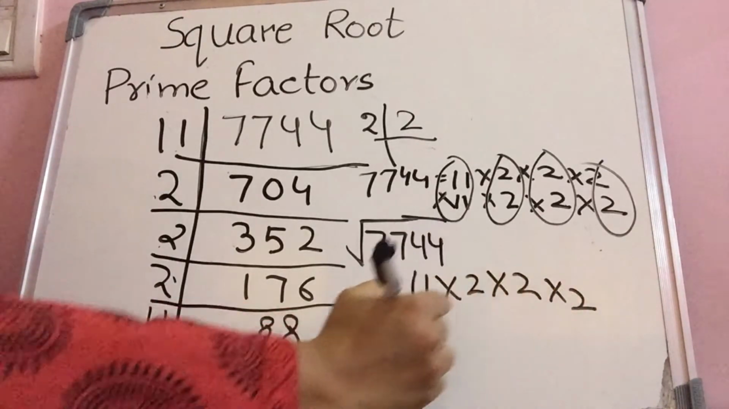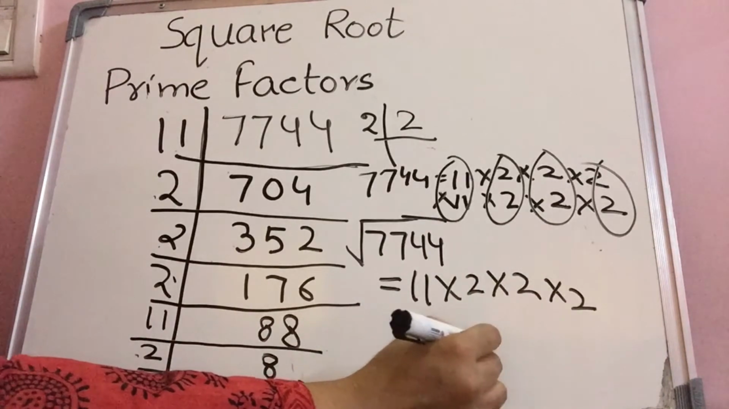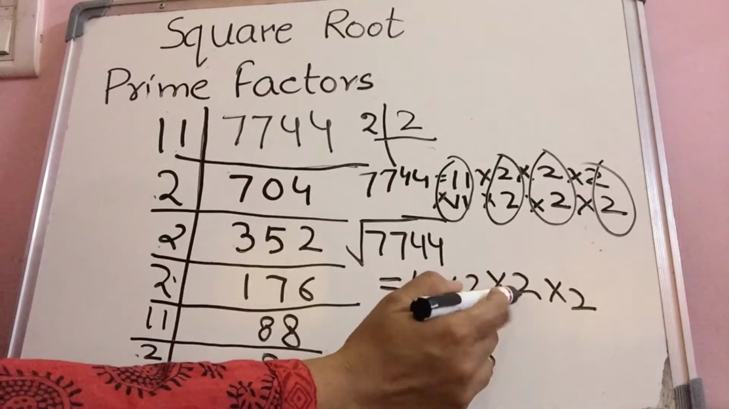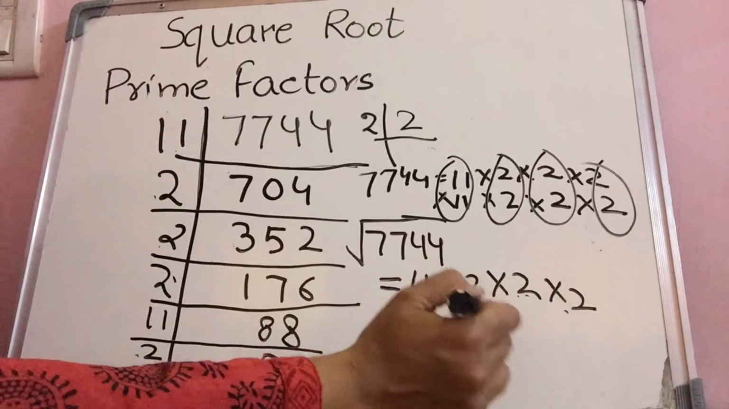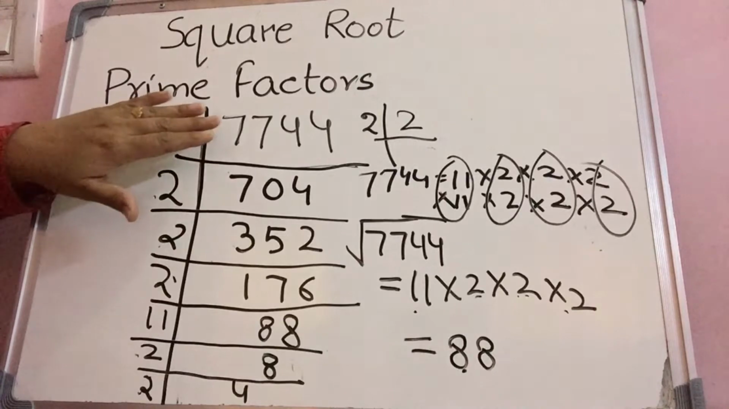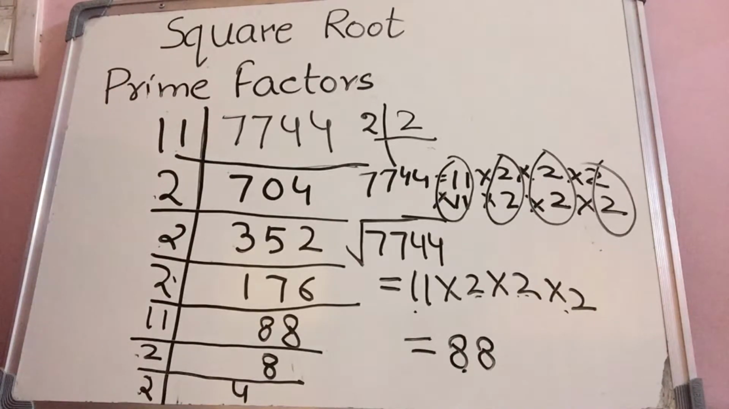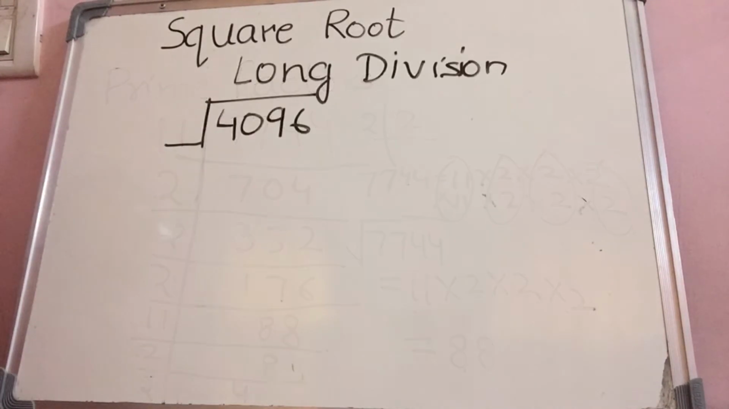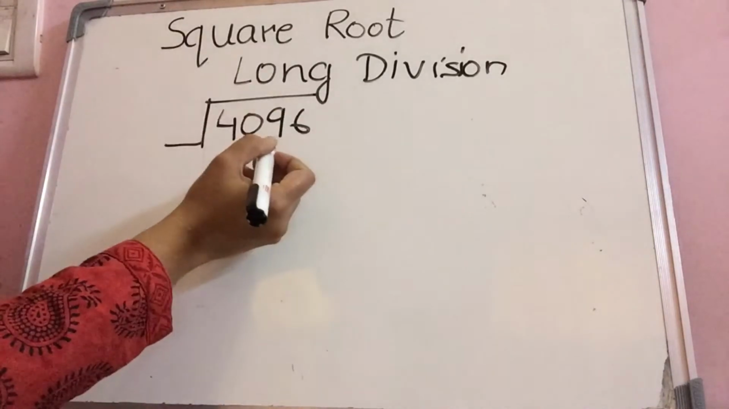That will be 88. You can multiply these numbers: 2 2s are 4, 4 2s are 8, and 8 times 11 is 88. So the square root of 7744 will be 88.